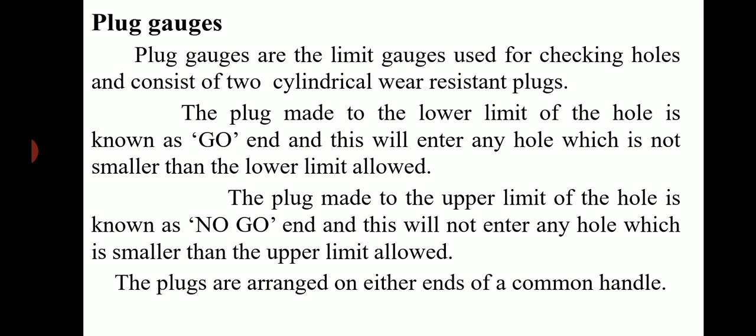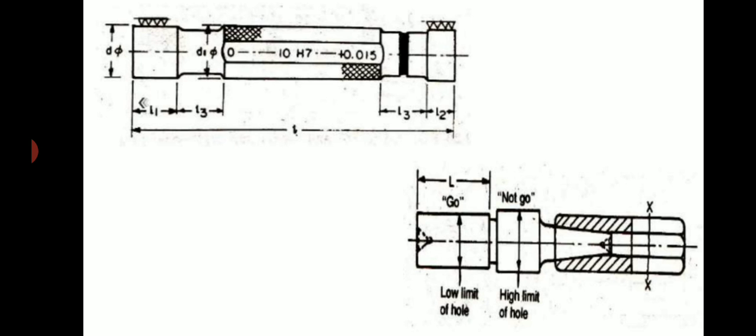Plug gauges. Plug gauges are the limit gauges used for checking holes and consist of two cylindrical wear-resistant plugs. The plug made to the lower limit of the hole is known as go end, and this will enter any hole which is not smaller than the lower limit allowed. The plug gauge made to the upper limit of the hole is known as no-go end, and this will not enter any hole which is smaller than the upper limit allowed. The plugs are arranged on either ends of a common handle. These are the diagrams indicating the different types of plug gauges.